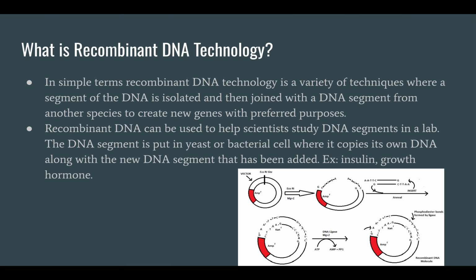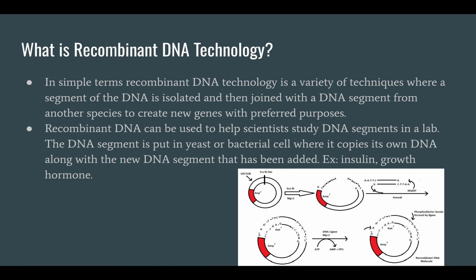So recombinant DNA is useful in a lot of ways, because it's not just focused on one branch of science. It can be used in medicine, and it can be used in agriculture, like animals and produce. A way it can be used in medicine is this next bullet point: recombinant DNA helps scientists actually study DNA segments in the lab.